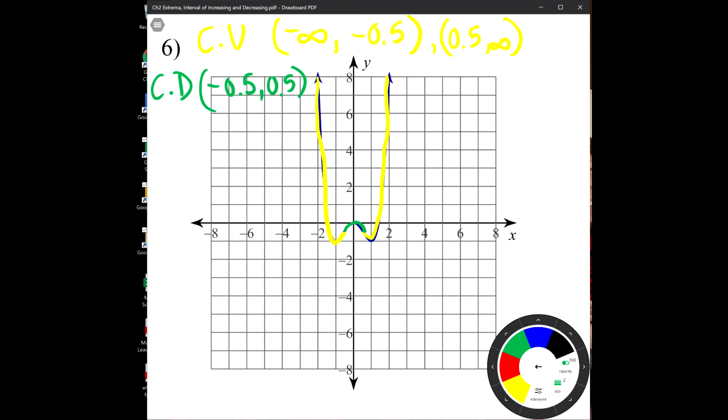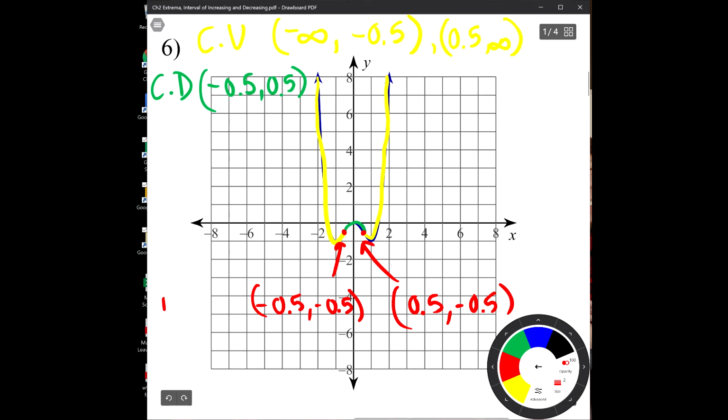All right, we move on. Oh, and since we do concave up, concave down, it's easier for us to state the point of inflection. So point of inflection is where you see the yellow color turn into green color, and from green color turn into yellow color. So this point right here. So my inflection point is -0.5, comma -0.5. That's the first one, and the second one is 0.5, comma -0.5. So this inflection point.